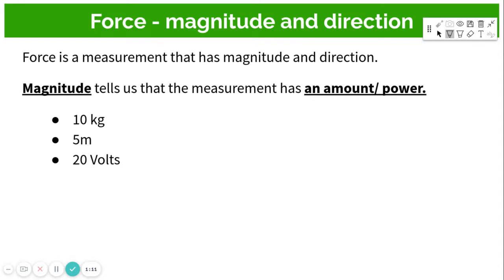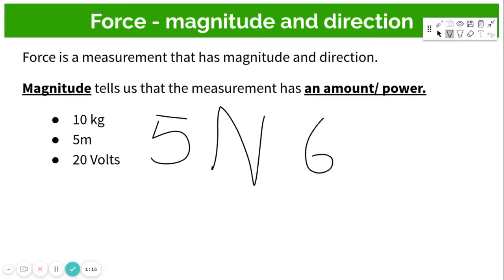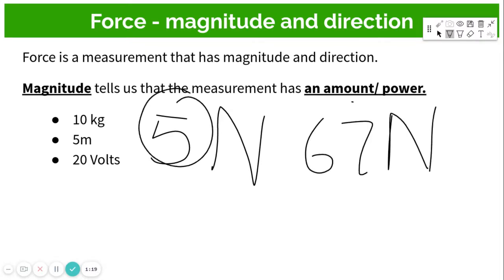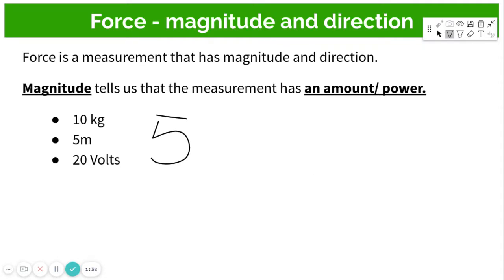So if we ever measure a force and we put a number there, so 5 newtons or 6 newtons, 67 newtons, let's say, that 5 and that 67, that's the magnitude. It's telling us how much force there is, how many newtons there are. So magnitude is the amount it's telling us about. So there it tells us 67 or 5 newtons. So all of these, 10 kilograms, that's a magnitude of 10, a magnitude of 5, a magnitude of 20.